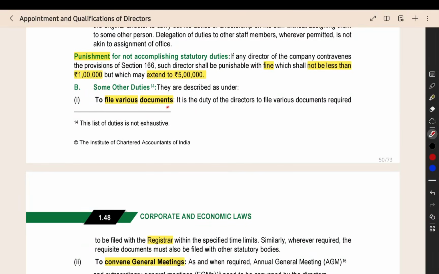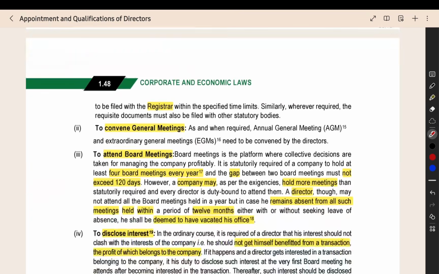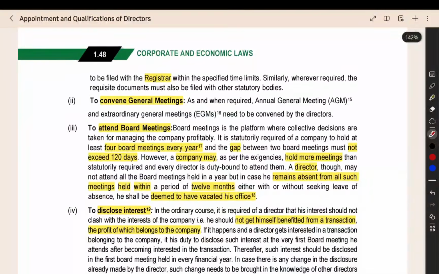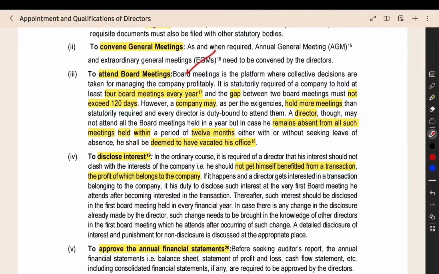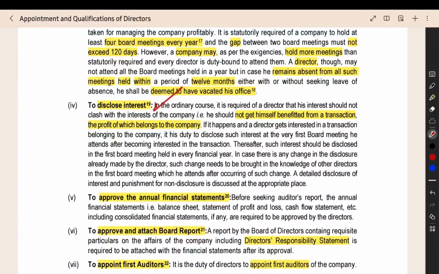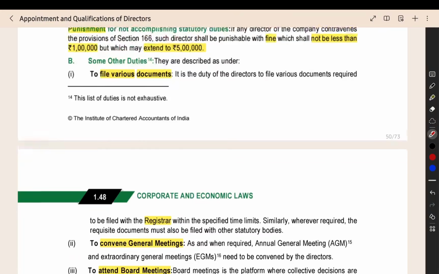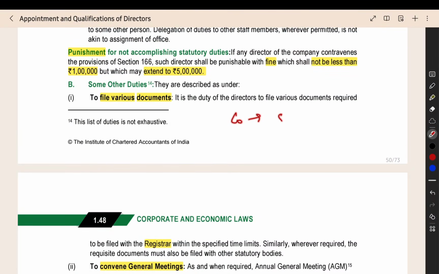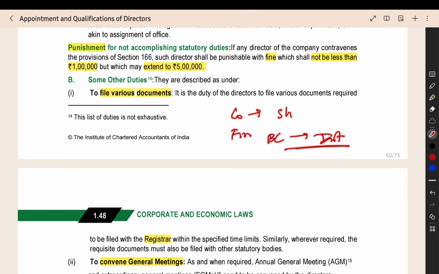Then you have some other duties also. You have to file the documents wherever required, RBI, SEBI, ROC, everywhere you have to file the documents, convene the general meetings, attend the board meetings. Then you have to disclose the interest. As per the section on disclosure of interest by a director, you have to disclose in what companies you have shares, in what firms you are a partner, in what body corporate you have an interest. Everything you have to disclose as per that particular section.